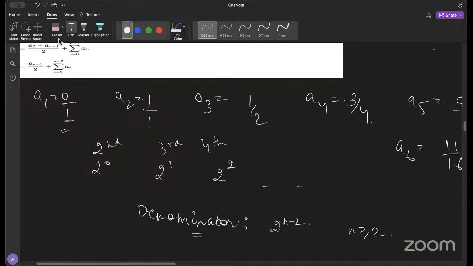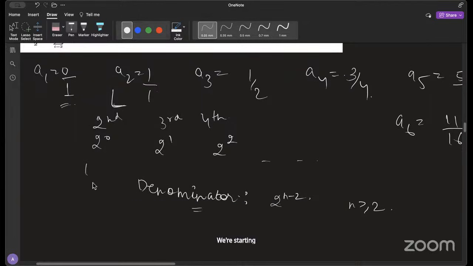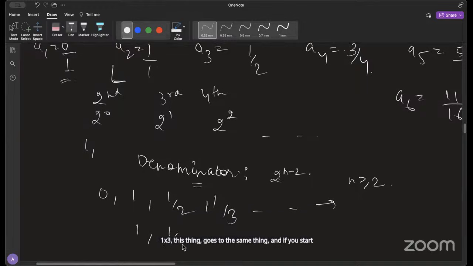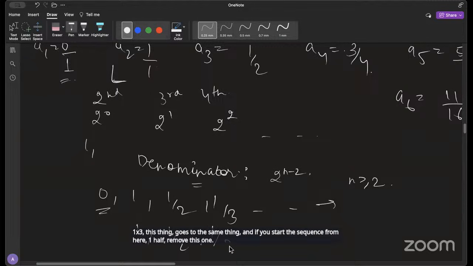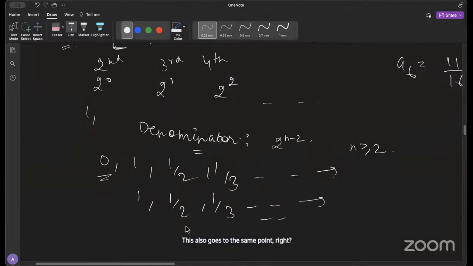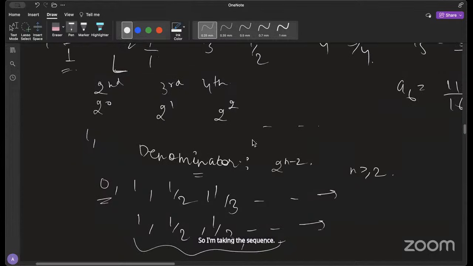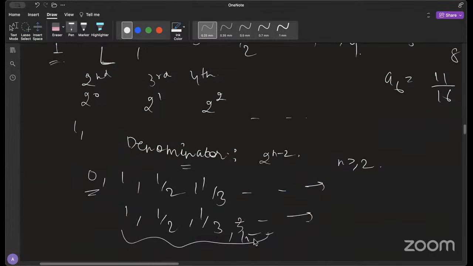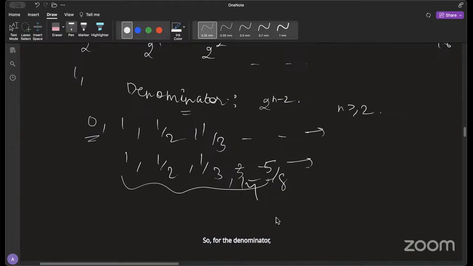Okay, let's do one thing here. Let's start the terms from here itself so that things become easier. So we're starting the sequence with 1. If it's a convergent sequence, even if it's 0, 1, then 1 by 2, 1 by 3, this goes to the same thing. And if you start the sequence from here, 1/2, remove this one, this also goes to the same point, right? So I'm taking this sequence. 3 by 4, then 5 by 8. So for the denominator, you'll have 2 to the power n minus 1.